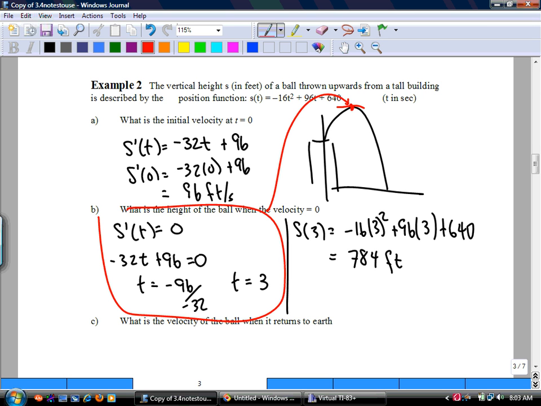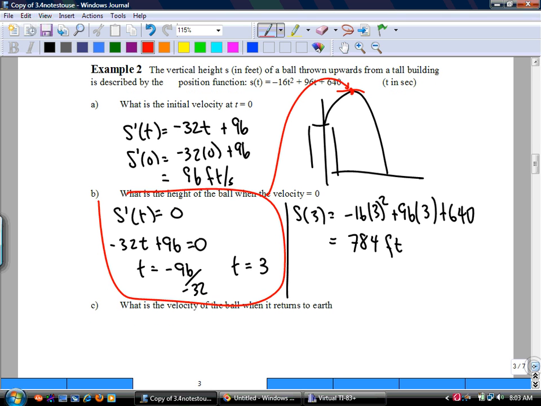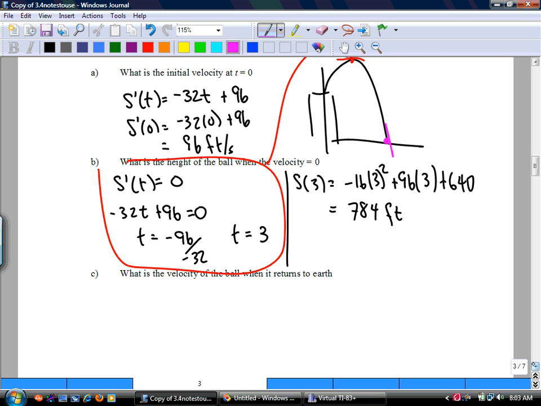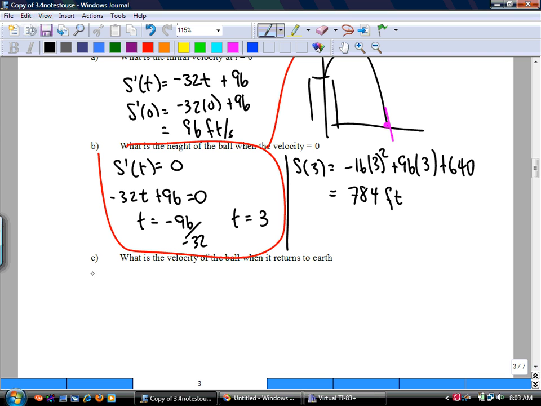What is the velocity of the ball when he returns to Earth? So what I'm doing now is talking about this point, and I want to know the slope of this point. So you have to figure out when he hits the ground first. Negative 16 t squared plus 96 times t plus 640 equals 0. All these numbers are divisible by negative 16.